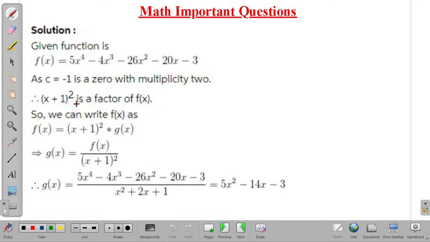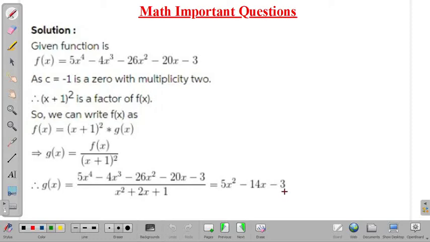Okay. So x plus 1 equal to 0. This is the root. So we can say that x plus 1 is a factor of f(x). And since multiplicity is 2, the power will be 2 here. So we can write f(x) equal to (x plus 1) raised to the power 2 times g(x). So we need to find g(x). So g(x) will be equal to f(x) divided by (x plus 1) raised to the power 2. So f(x) is given and we can divide f(x) by x square plus 2x plus 1. So we can find the value of g(x) as 5x square minus 4x minus 3.